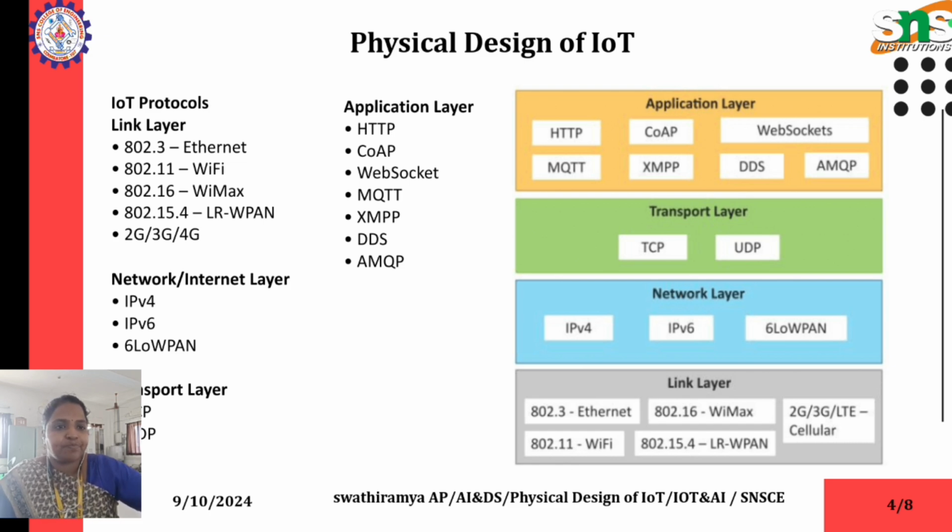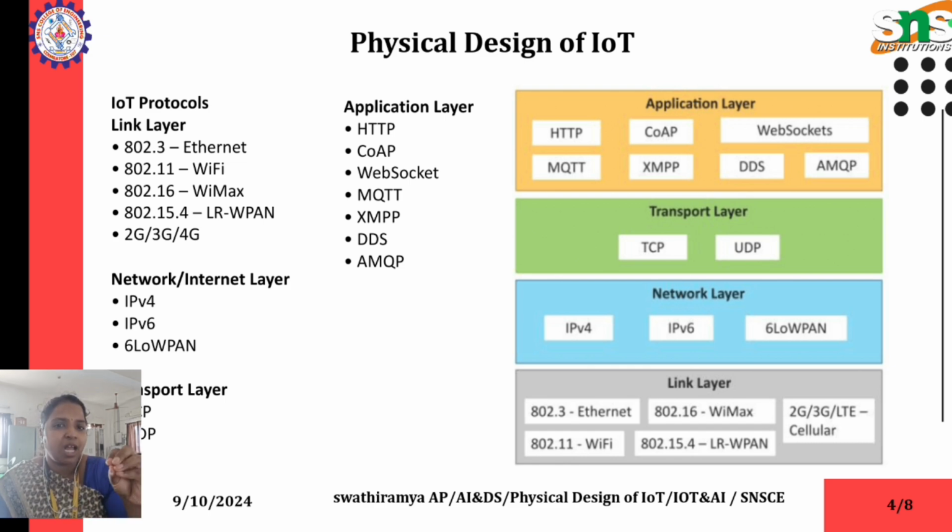Then there comes 6LoWPAN, which is nothing but IPv6 over Low power Wireless Personal Area Network. This allows IPv6 packets to be sent and received over networks which are used for low power and low data rate communication.